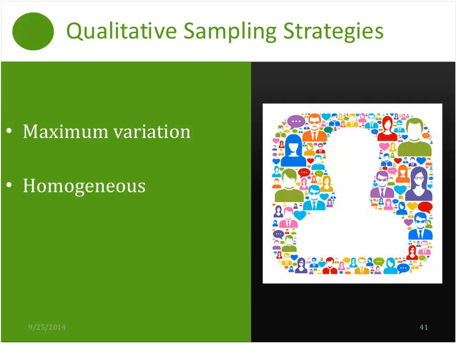Homogeneous sampling is actually the exact opposite of maximum variation. In contrast to maximum variation, homogeneous sampling means individuals are selected according to a narrow set of common characteristics. This is actually most often used when you're selecting participants for a focus group.